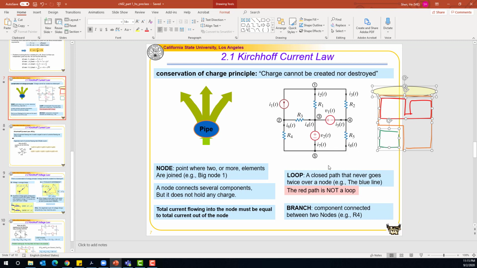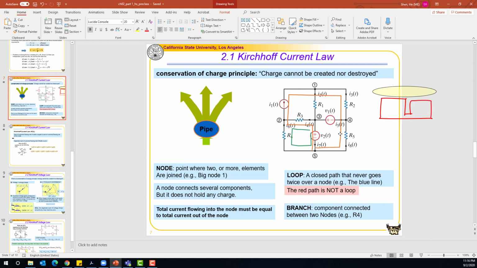A loop is a closed path that never goes twice over a node. For example, this loop. If we follow this loop, we'll go through this voltage source first, then through this resistor R, and further this resistor R3. So it completes this loop. This is a closed path, and it doesn't go through any element twice. So this is called a loop.